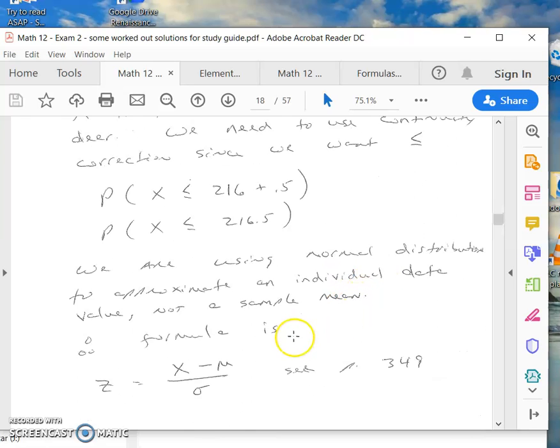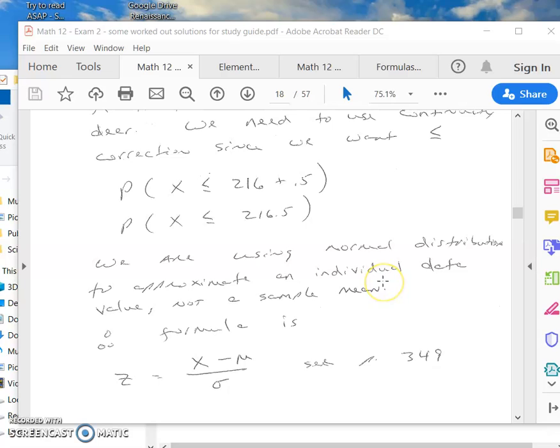We're going to use the normal distribution to approximate the, oops, sorry, not as easy as it looks, folks. Give me one second here. Okay, a little technical difficulty there.